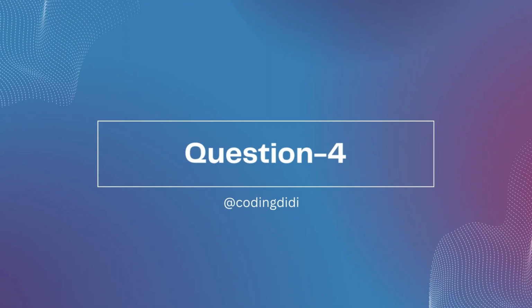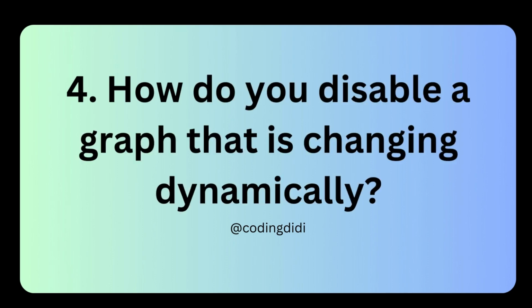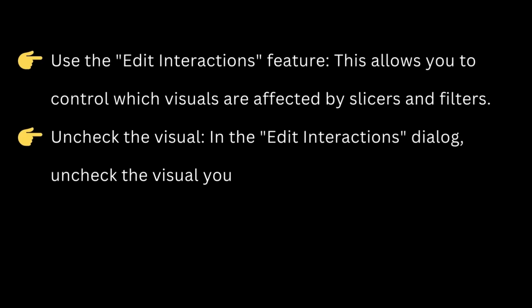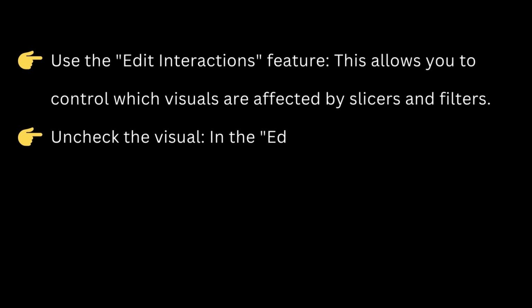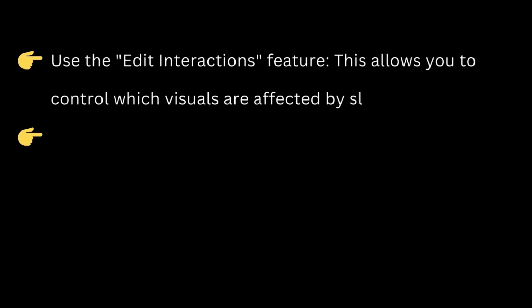Question number 4 is how do you disable a graph that is changing dynamically? We make graphs interactive so that the other person who is going to view it can filter it according to their convenience. So if I wanted to disable it, how can I do that? Simply, you have to say that for this you go to the Edit Interactions feature, which will allow you to control which visualizations are affected by the slicers or filters. On that basis, you uncheck the particular visual that you want to disable.